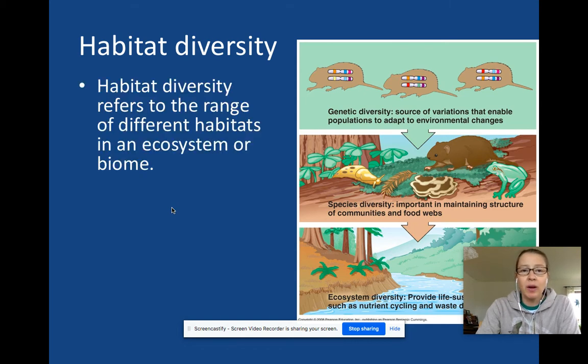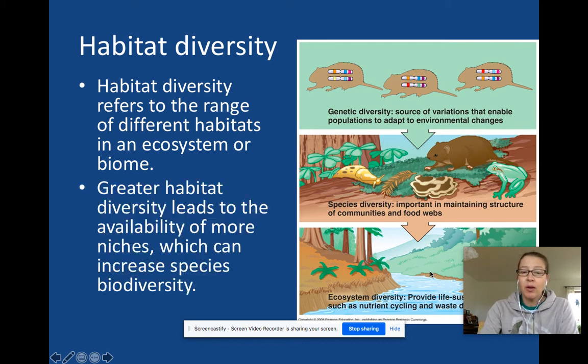Okay, habitat diversity. That is the range of different habitats in an ecosystem. You can see this picture saying ecosystem diversity, but we're looking at old trees and young trees, stream banks, a stream, and a grassy meadow. So there's a bunch of different types of habitats. If you have a bunch of different types of habitats, that means there's a lot more niches available. So it can actually increase species diversity, because you have organisms that can live in this field versus other organisms that might live on this tree, and maybe fish or whatever that may be. So the greater diversity of habitats that you have, generally, the greater species biodiversity it can support.